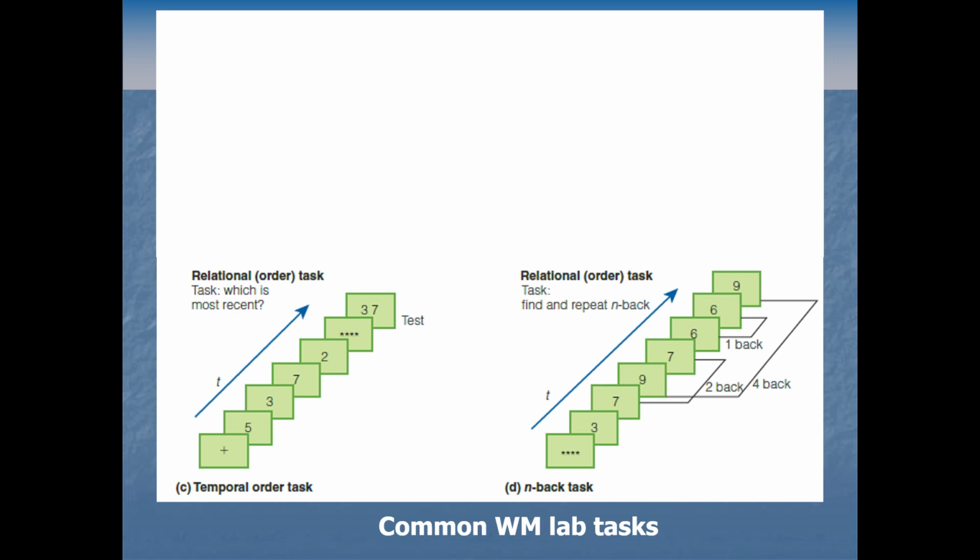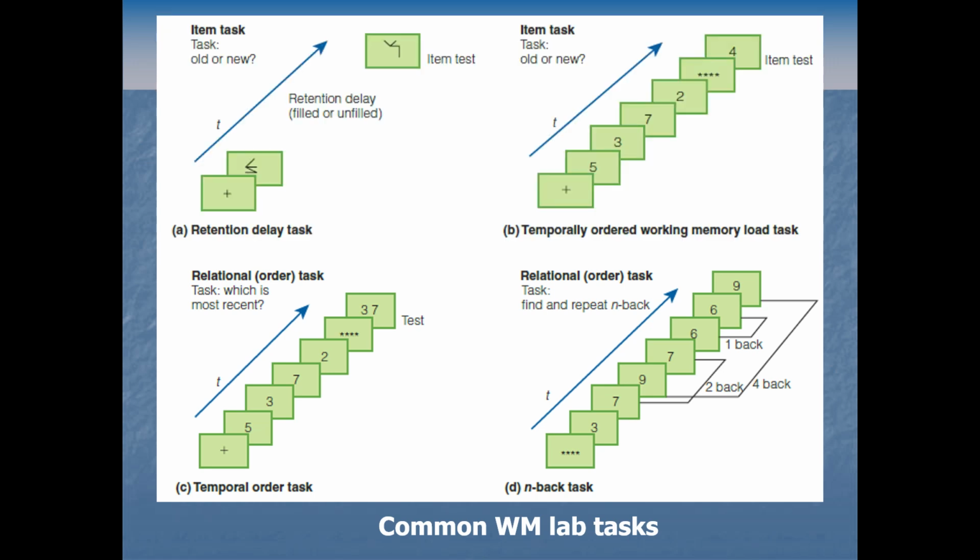Now, we won't get into these in detail, but just to give you an idea of some of the common working memory tasks you might see a cognitive psychologist use during a study of memory, would be tasks like this. So in the top panel A in the upper left, we have what's called a retention delay task. It's a simple item memory task having them look at a fixation cross, then we show an item, then the item disappears, and then there's a delay during which I have to retain the information.